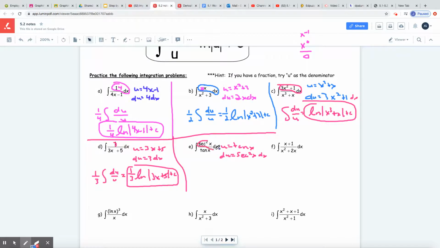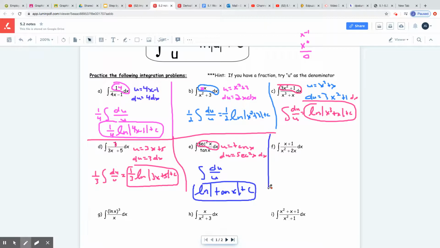Well, what do we have here? Oh, there is our du. That's all of our du, so I don't need to add anything. It's already there. Du over what's tan x, that's our u. So we have the answer of the natural log of what was u. Well, u is just tangent x. Natural log of tangent x plus c. And there's our answer.